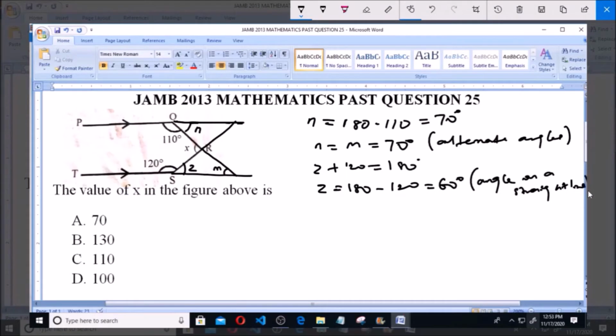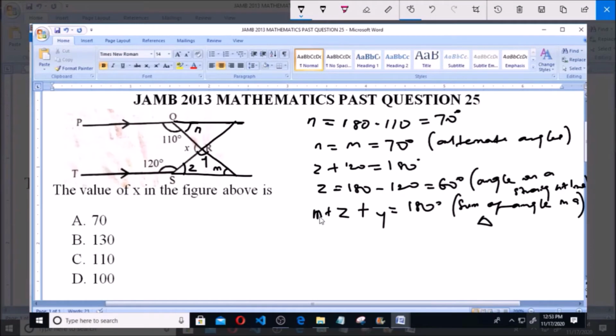Angle on a straight line. Now M plus Z plus angle Y. Now let's call this angle Y. So M plus Z plus Y is equal to 180 degrees. That is the sum of angles in a triangle. Sum of angles in a triangle is equal to 180 degrees. And here, this is M, Z, and Y.